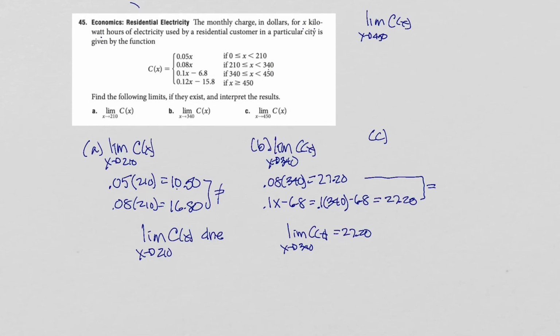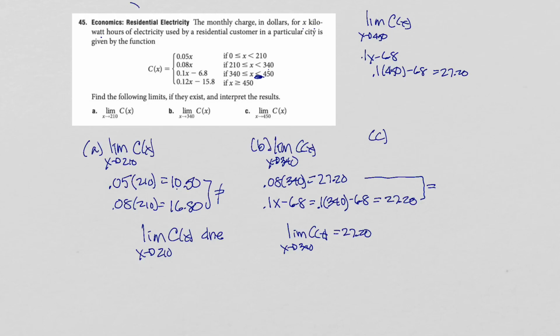Now, as we come in from the left, if we're below 450 hours, we're right in here. So we're going to be using this part of the function. So we're going to write 0.1x minus 6.8, and at 450, this is going to give us 0.1 times 450 minus 6.8, and I think we just did that one, right? We did that one right down here, so that's 27.20. So this becomes $27.20.